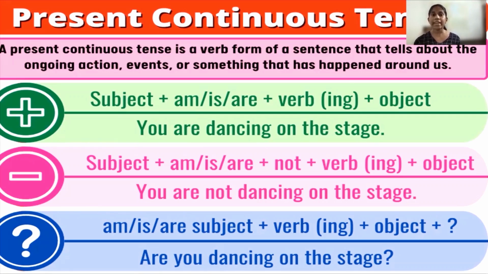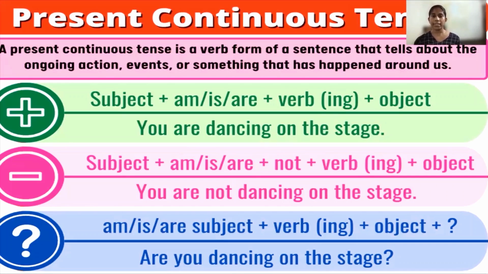If we are going to make a negative sentence, we should have the subject, the relevant helping verb, and then the word not. Then the ing form of the verb, and at last the object. Here there's an example given. You are not dancing on the stage.